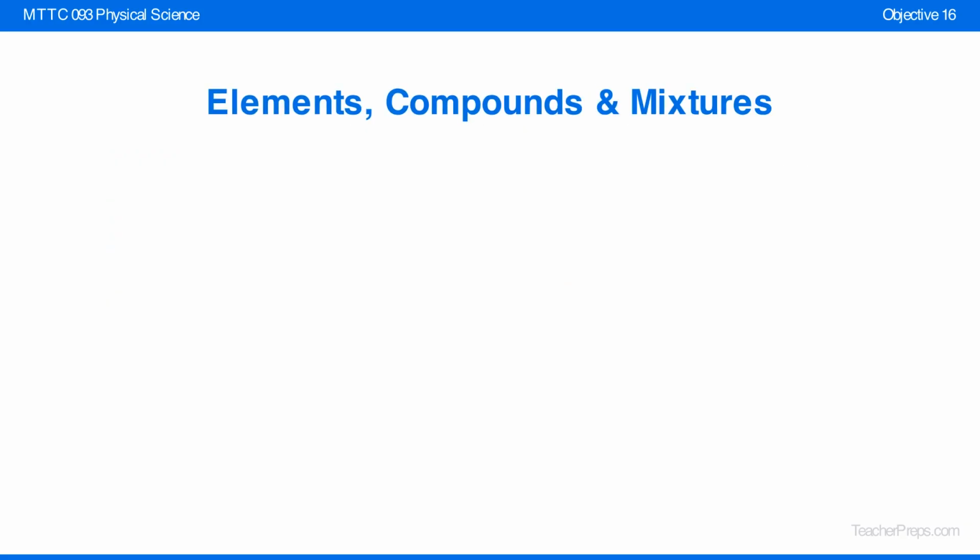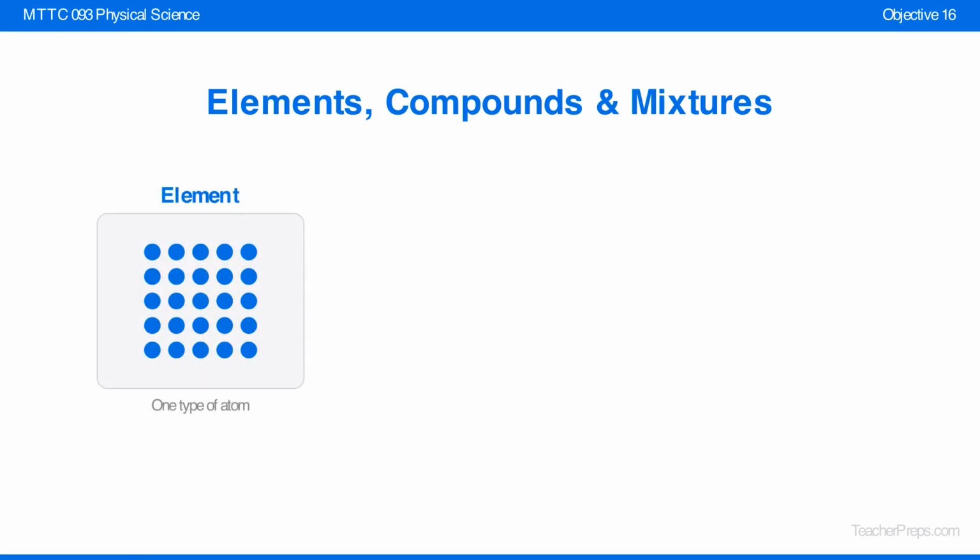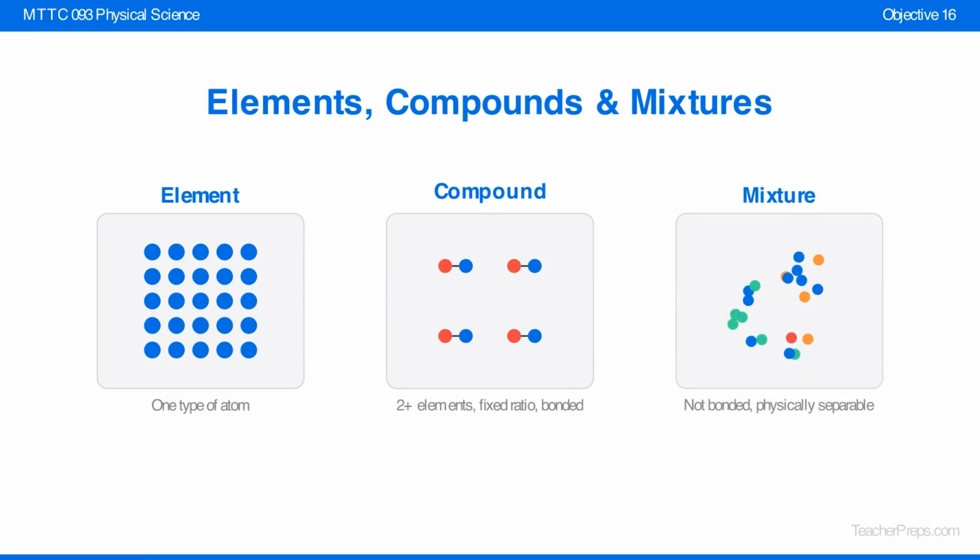Now, a critical classification you need to know: elements, compounds, and mixtures. An element is a pure substance made of only one type of atom. Gold, oxygen gas, and carbon are all elements. A compound is a pure substance made of two or more elements chemically bonded in a fixed ratio. Water, H2O, is always two hydrogen atoms bonded to one oxygen atom. Table salt, sodium chloride, is always sodium bonded to chlorine. Carbon dioxide, CO2, is always one carbon and two oxygen. A mixture is two or more substances physically combined but not chemically bonded.